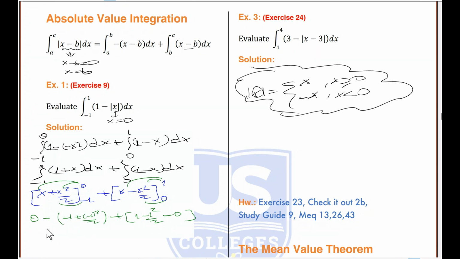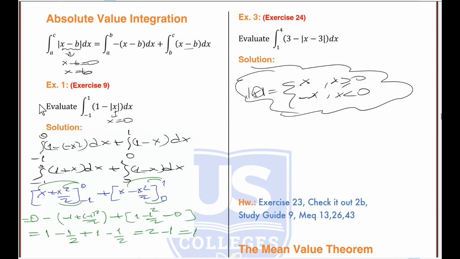Here I distribute negative. Negative makes positive 1. Negative positive makes negative 1 over 2. Plus 1 minus 1 over 2. 1 plus 1, 2, minus 1 over 2, minus 1 over 2 makes minus 1. 2 minus 1 makes 1. So integral from negative 1 to 1 of 1 minus absolute value x dx is 1. So this is the way of solving absolute value integrations.